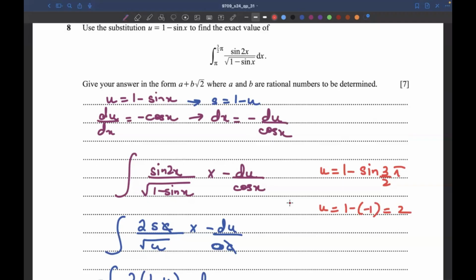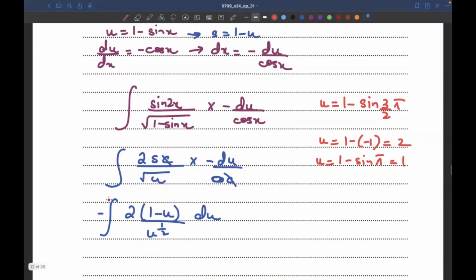And then taking sine of pi, we'll get u is equal to 1 minus sine of pi. So 1 minus sine of pi is equal to 1. So we are getting the limits as 2 and 1 over here. So we'll write 2 and 1 over here.